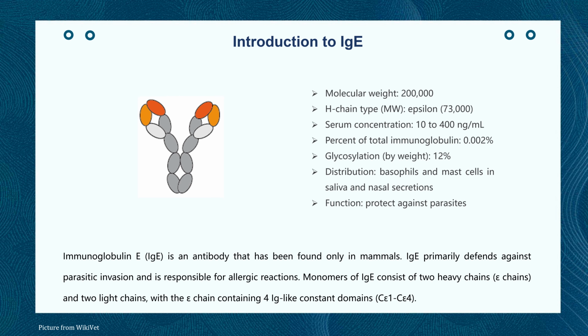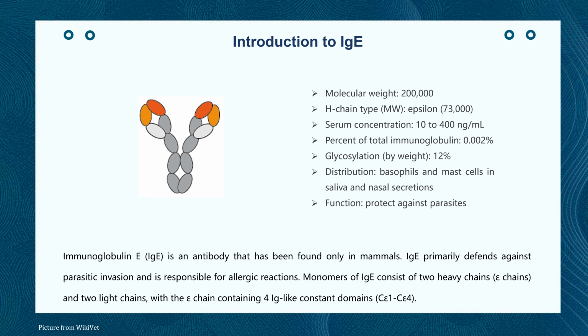Part 4: Introduction to IgE. IgE is an antibody that has been found only in mammals. IgE primarily defends against parasitic invasion and is responsible for allergic reactions. Monomers of IgE consist of 2 heavy chains, epsilon chains, and 2 light chains, with the epsilon chain containing 4 Ig-like constant domains, from C epsilon 1 to C epsilon 4.